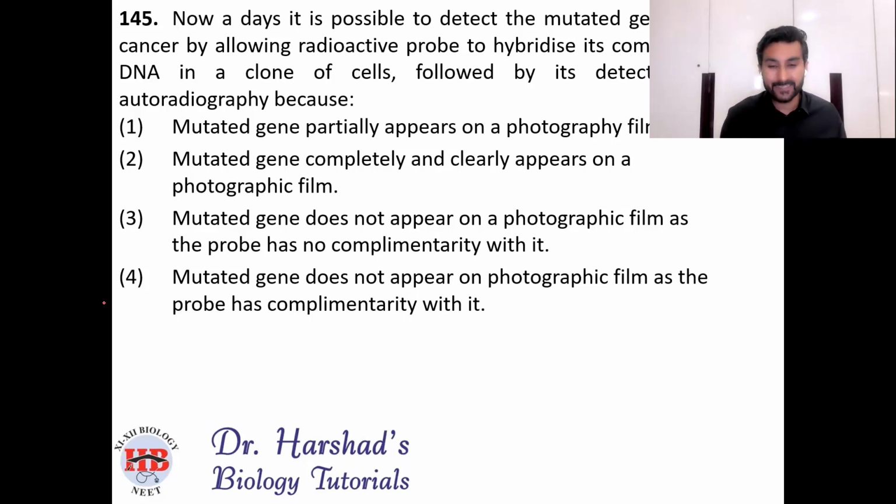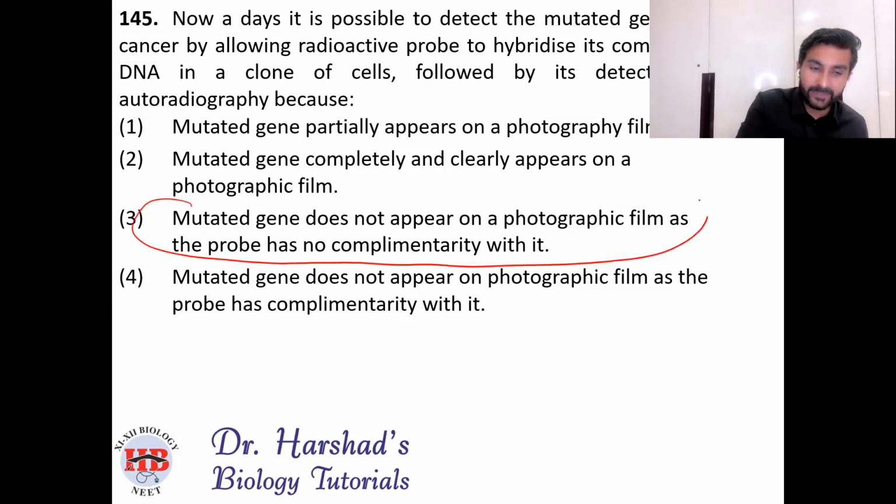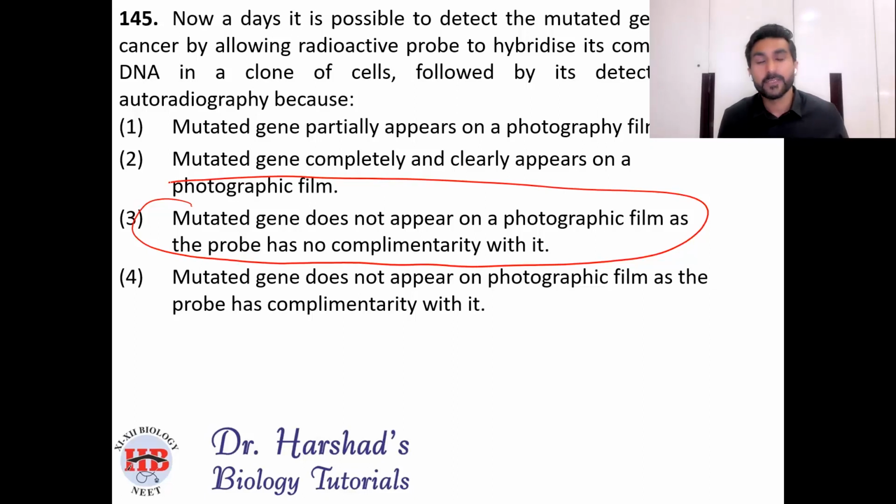Now, if you go by that explanation, you would find this is the answer which correctly describes it, because it says the mutated gene will not be seen on the photographic film because the probe DNA does not bind it. If you remember, probe DNA was single-stranded, radioactive, and complementary to the normal gene, not to the mutated gene. Our answer in this case would be option number 3.